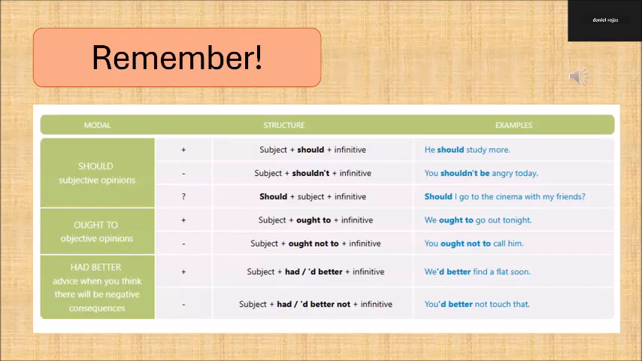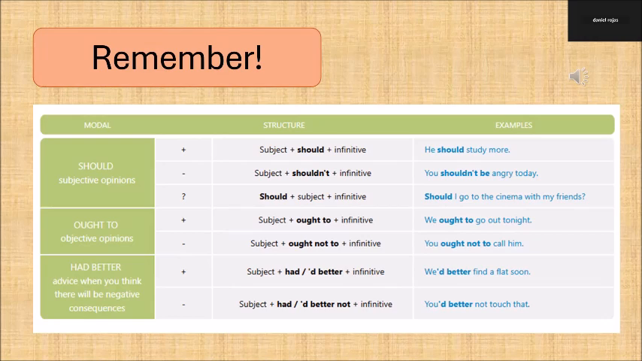Remember, modals of advice are a type of modal verbs used mainly to give or ask for advice and suggestion. These modal verbs are should, ought to, and had better. Should refers to subjective opinions. In affirmative, subject plus should plus infinitive. For example, he should study more.